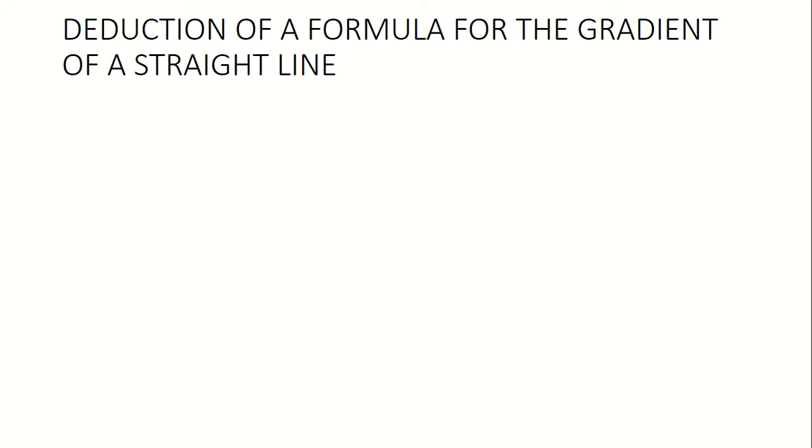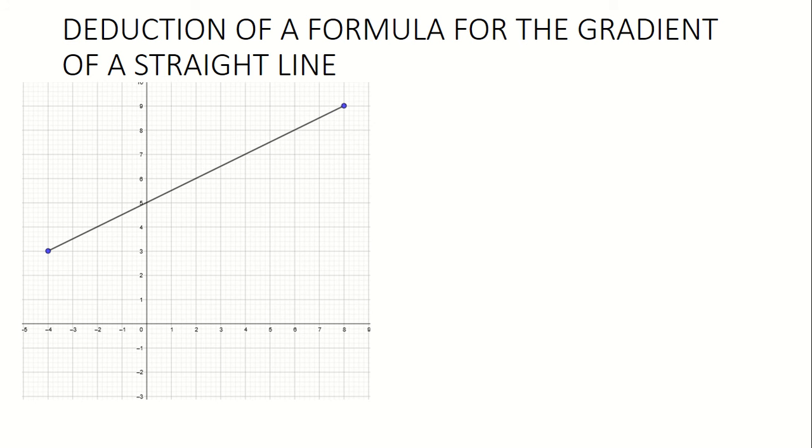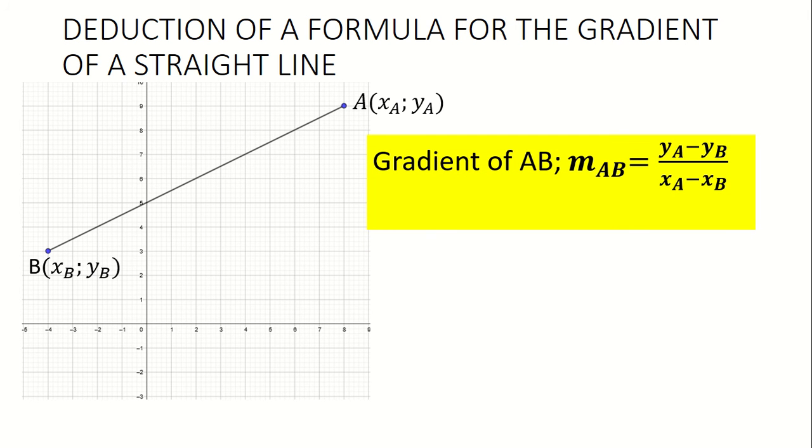Now, deduction of a formula for the gradient of a straight line. Please note that if I have point A and point B, for me to calculate the gradient of AB, I will simply take y of A minus y of B divided by x of A minus x of B.